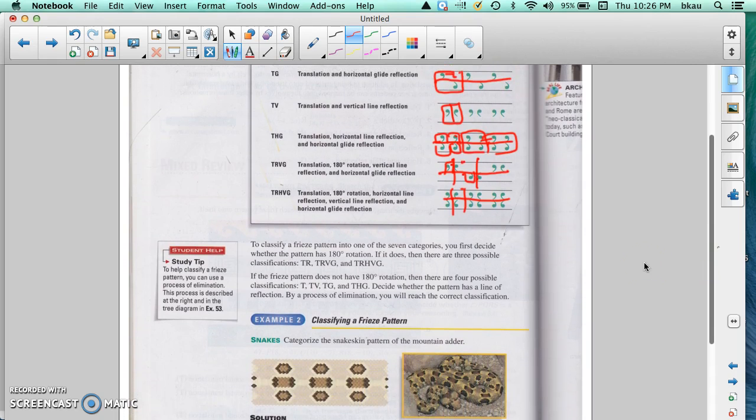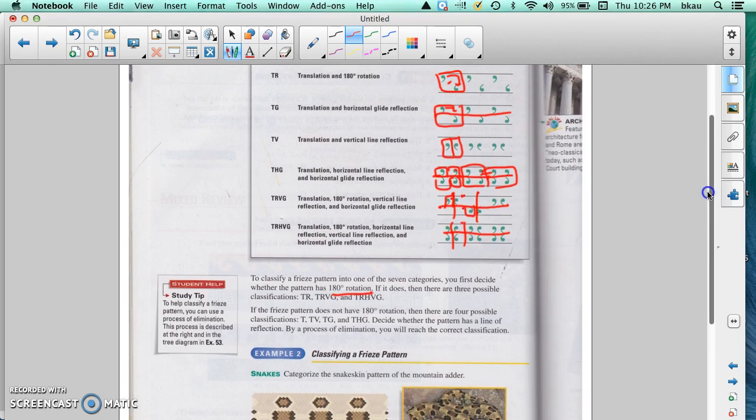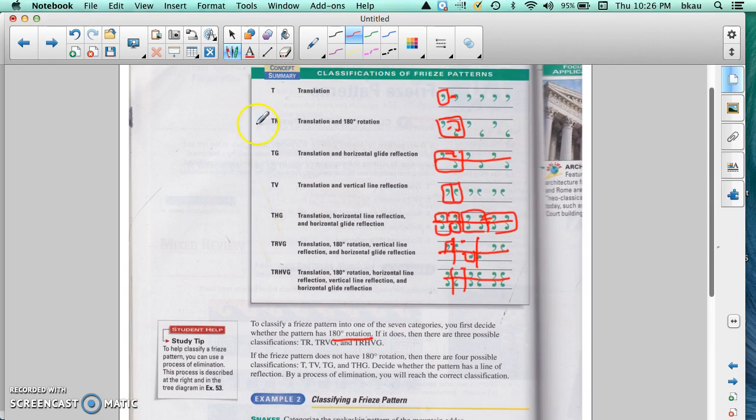So as it says here, you want to look for the pattern that has a 180 degree rotation, because if you could see a 180 degree rotation in there, then it's got to be this one, or this one, or this one.